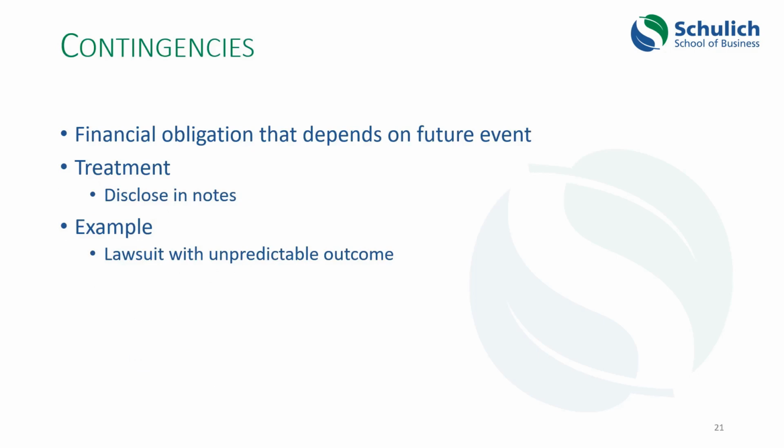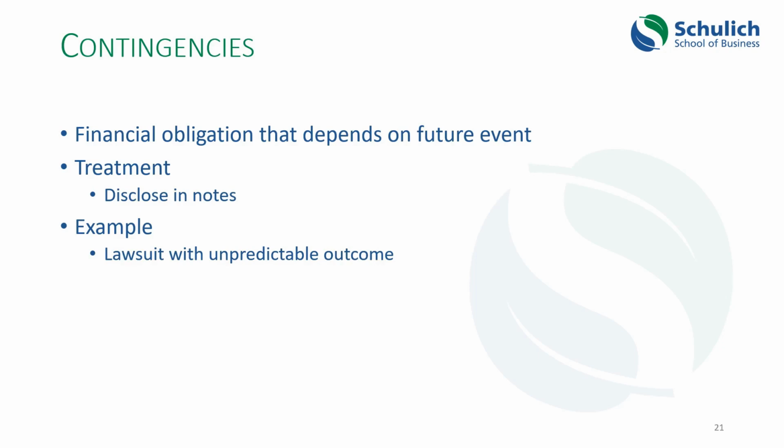Contingencies are a financial obligation that depends on a future event, as opposed to a provision. In this case, you are disclosing it in the notes, but you have no way of estimating the value. A lawsuit is something that would fall into this category, where you have absolutely no idea what the outcome is going to be. You can't possibly estimate it. In that case, you would have to just say in the notes, we're subject to litigation on such and such a thing. We don't know what the cost is going to be or what the likelihood is that we're going to win or lose the case. The future event in this case is the decision that's going to be made on the lawsuit.